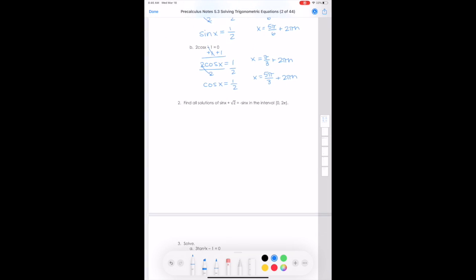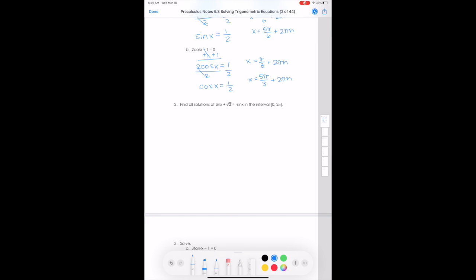All right, number 2. This one says in the interval 0 to 2 pi, so this means we are not going to put that plus 2 pi in because we are just going around that unit circle one time. So we are going to solve this like normal. I'm getting everything on one side first.